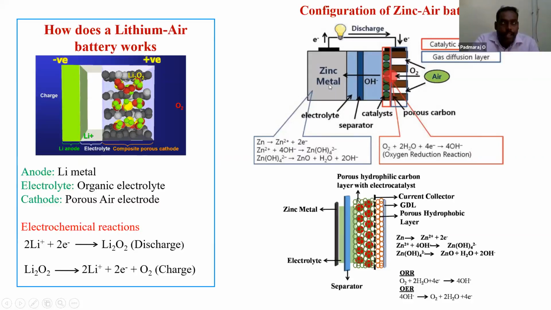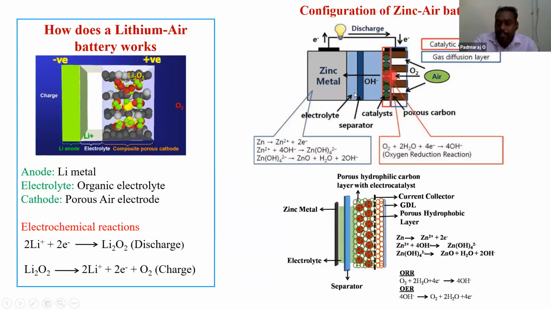Because zinc we can use in the normal atmosphere also. Compared to lithium, it is more abundant and we can handle it easily also. That's why people have been focusing on developing zinc metal-air batteries for electric vehicle applications. Cost-wise it is low, handling is very easy, and it is more abundant. So it is more attractive compared to lithium. Nowadays researchers have been focusing on developing zinc metal-air batteries.